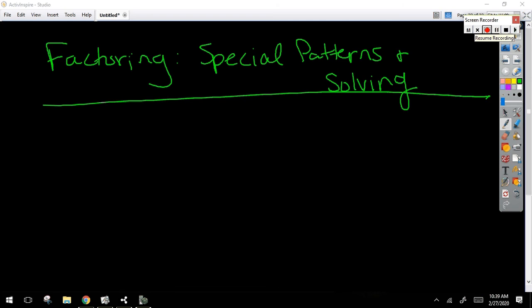Yesterday we talked about all this factoring. We're going to keep with the factoring. I'm going to show you a couple shortcuts, a couple special patterns. I've already showed you two little special tricks throughout your homework.